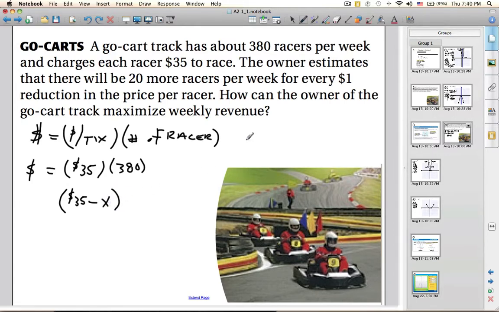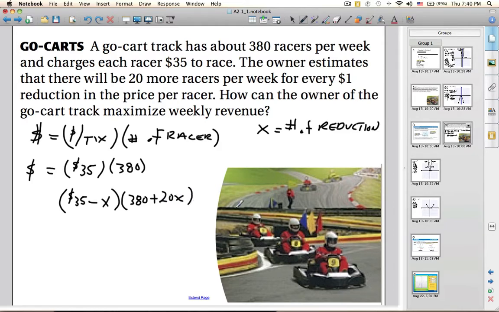So X is going to be the number of price reductions. Okay, number of price reductions is X. So the price I'm charging is $35 minus the number of times I've reduced by $1. The coefficient here is really this $1, but we don't typically write coefficients that are 1. My attendance will be the 380 people we started with, plus, and it's plus because it's 20 more racers, plus 20 times X.